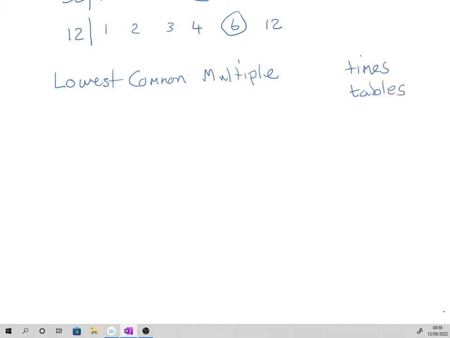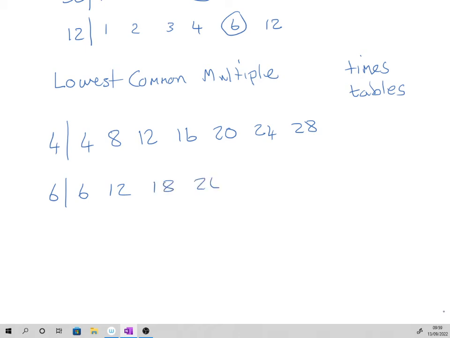Yeah, so multiples. So if I do the 4 times table, and I do all the multiples of 4, I'm going to go 4, 2 4s are 8, 3 4s are 12, 4 4s are 16, 5 4s are 20, 6 4s are 24, 7 4s are 28, and so on and so forth. Now, if I do the 6 times table, I go 1 6 is 6, 2 6s are 12, 3 6s are 18, 4 6s are 24, 5 6s are 30, and 36, and so on and so forth. So these are multiples of these numbers on the left, the 4 and the 6.